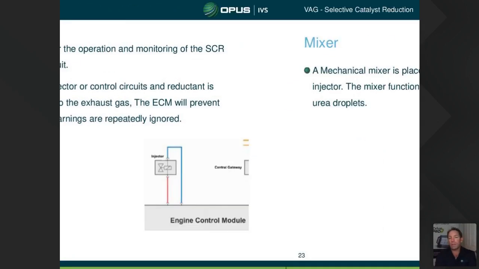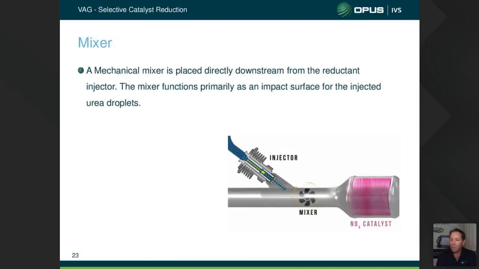Okay, the mixer. A mechanical mixer is placed directly downstream from the reductant injector. The mixer functions primarily as an impact surface for the injected urea droplets. And these mixers look very much like a cyclone element on the inside. So as exhaust gases come through and start to twist and spin, the reductant hits that and also starts to spin and mix with the exhaust gas on its way through. Basically, it's about spreading the urea solution through the exhaust gas, giving it a really nice even spread.